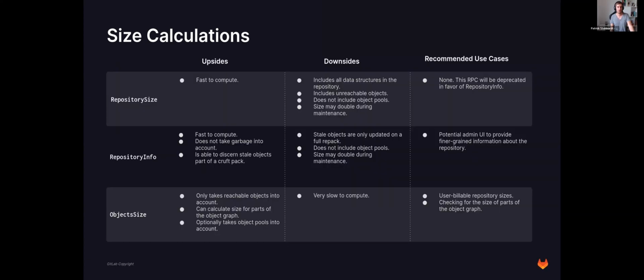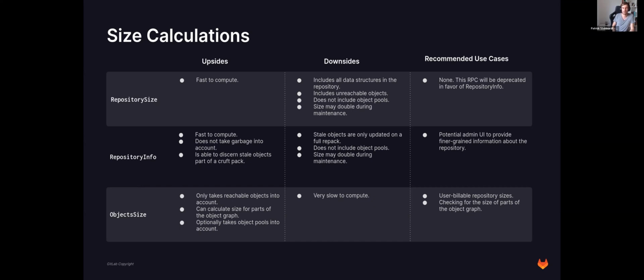So there really are three different ways to perform size calculations inside of the repository right now. And here I have a short summary of what the upsides and downsides are as well as the recommended use cases. Repository size, I would say you should actually never use it because this RPC is going to be deprecated and will be removed in favor of RepositoryInfo, which also has all the information that RepositorySize actually currently surfaces. It has the upside that it's fast to compute, but on the other hand, it really only has downsides because it's not flexible at all, and it really only gives the complete repository size.